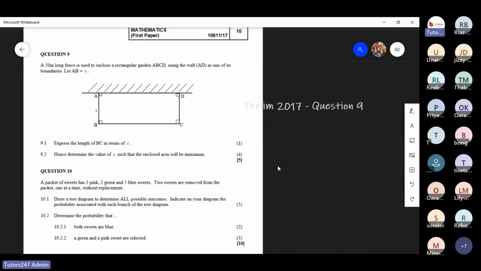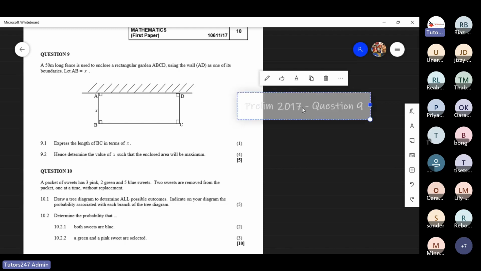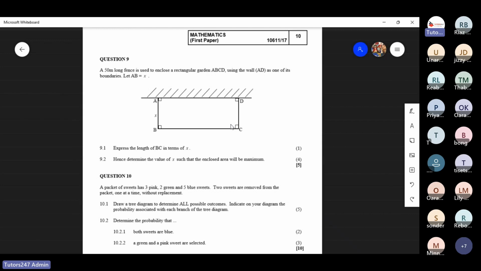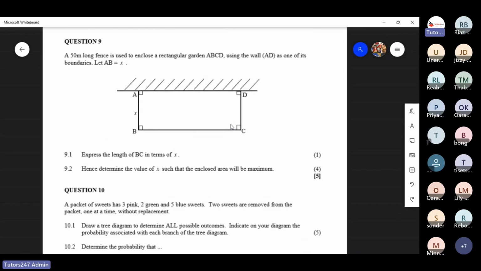A 50-meter long fence is used to enclose a rectangular garden ABCD using the wall AD as one of its boundaries. Let AB equal X. So if you look at this question, we were told that they've used 50 meters of fencing. So they've bought that fencing wire for 50 meters.